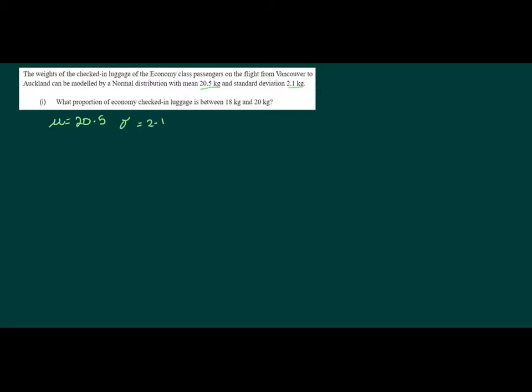kilograms. So if we draw ourselves our normal distribution curve, it doesn't have to be exact. Here's our mean of 20.5, and it's asking for between 18 and 20, which is just below the mean there. So it's asking for that range there, 18 to 20. For this, the best thing we can do is simply go onto your calculator and use that.